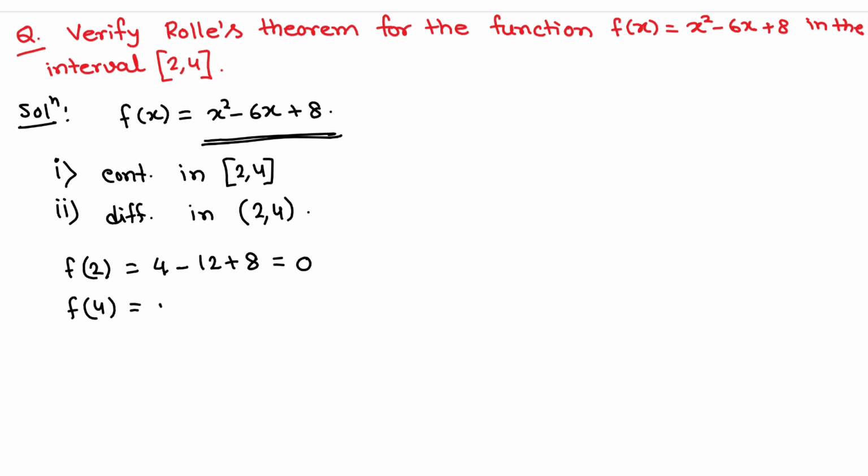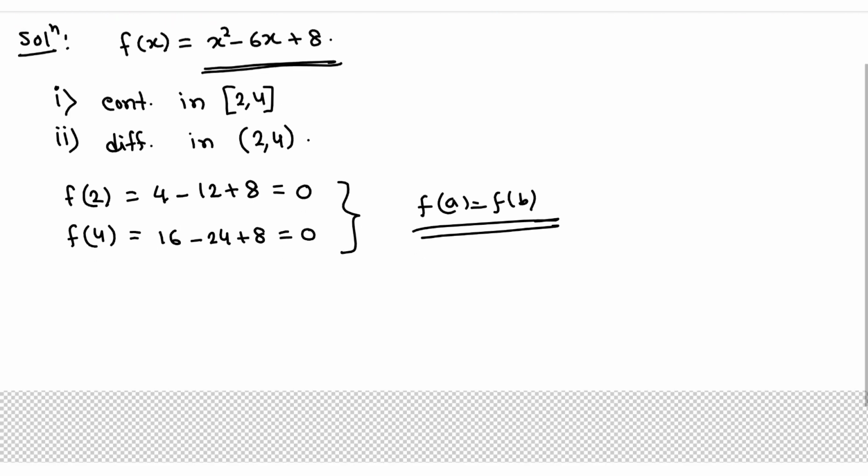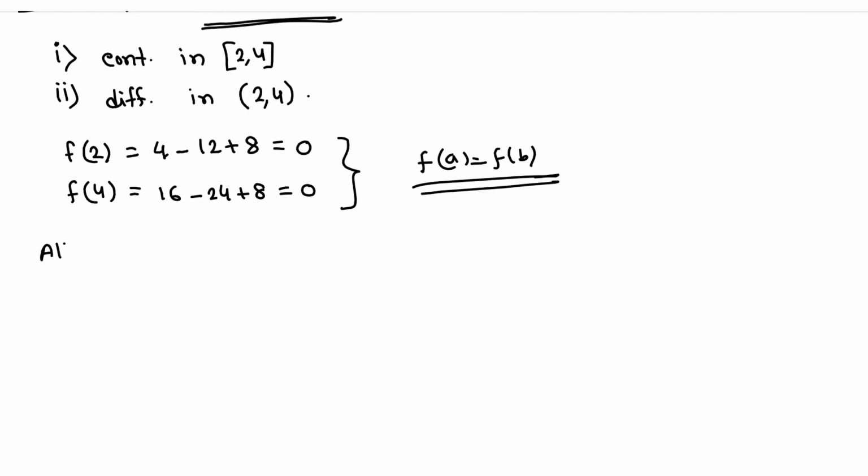Similarly f of 4, so this will be 16 minus 24 plus 8, so again this is equals to 0. That means it is satisfying the third condition also, that f(a) is equals to f(b). So obviously it is satisfying all the three conditions of Rolle's theorem.